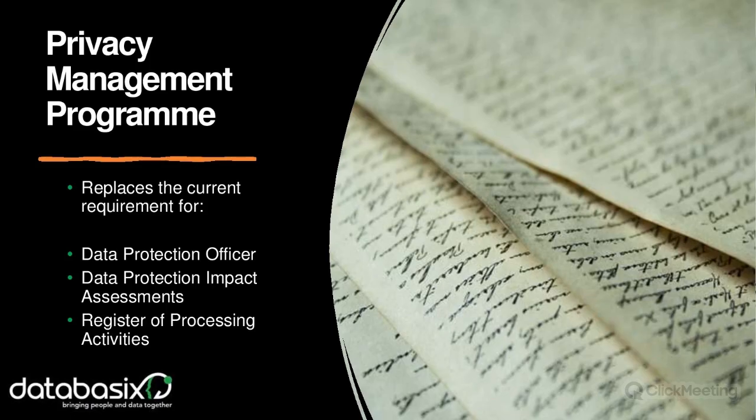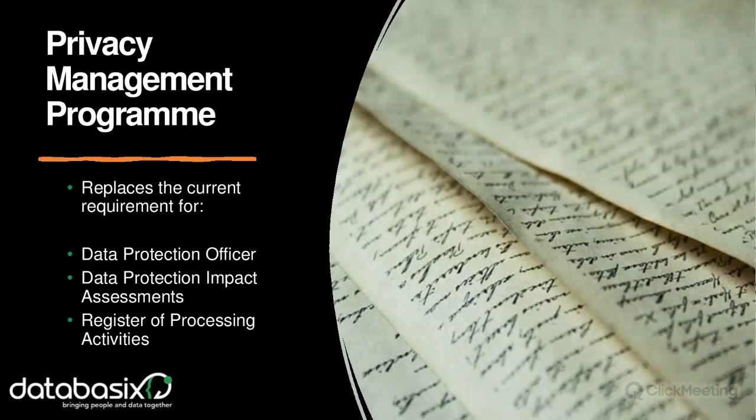So picking up on some of the key suggestions that kind of jumped out at me in it, there's talk of replacing some of the current accountability and governance requirements that are in place with what they're referring to as a privacy management program. Now, what that looks to do is to remove the need for certain organisations to have a data protection officer.